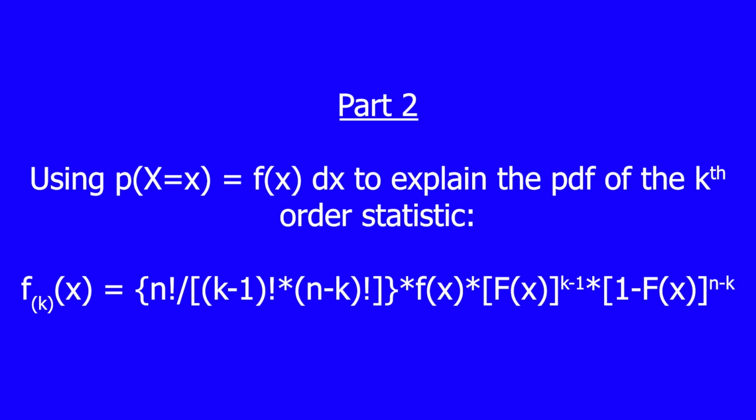Part 2. Using the probability of the continuous random variable being x as f of x dx to explain the PDF of the kth order statistic, given by f of x sub k equal to n factorial over (k minus 1) factorial (n minus k) factorial, times little f of x, which is the PDF of a sample, times big F of x to the k minus 1, where big F of x is the cumulative distribution function, times 1 minus big F of x to the n minus k.